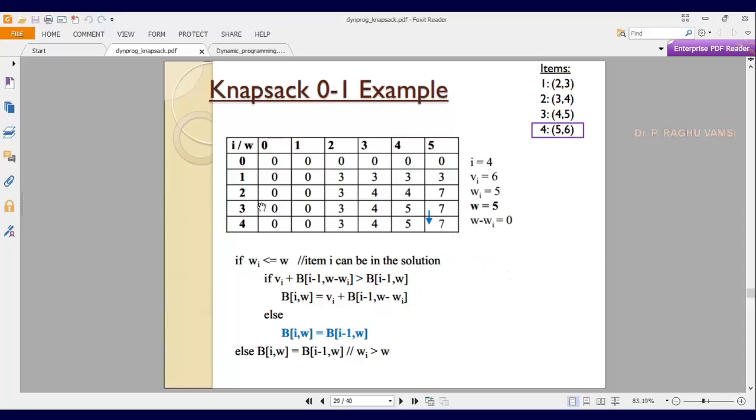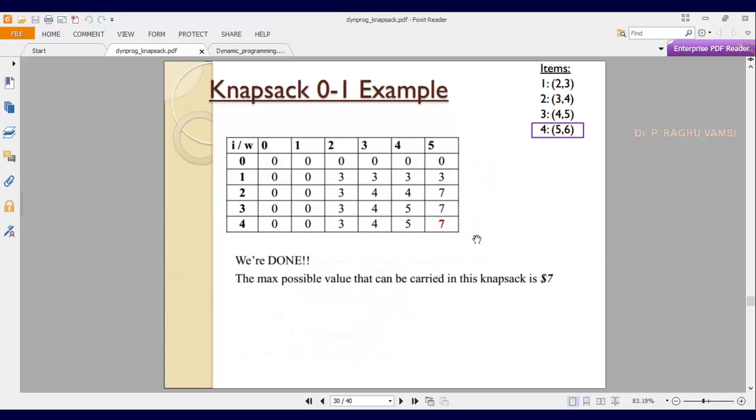That means whenever you consider the third item, the maximum benefit you can achieve is 7, and for the fourth item also the maximum benefit is 7. Now we are done. The maximum possible value that can be carried in the knapsack is 7. Now we come to know that the maximum possible value that we can carry is 7.